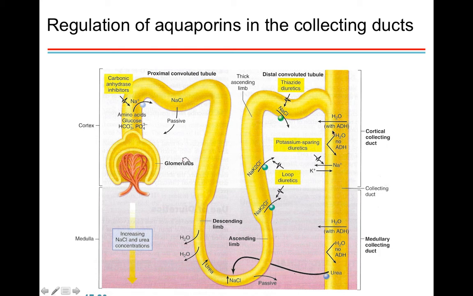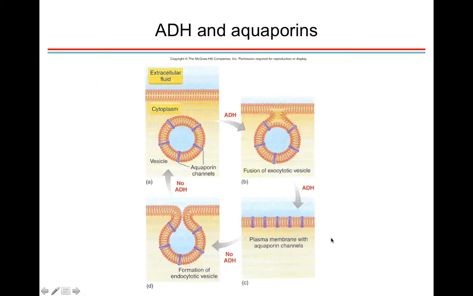It does this by having aquaporins in the collecting duct that are regulated by a hormone called ADH. If ADH is around, the aquaporins will be abundant in the membrane of the cells lining the collecting duct, and then water will exit. Now I want to show you the mechanism, because these aquaporins can be present in the membrane or not, depending on the presence of ADH. So what does ADH do to these aquaporins?